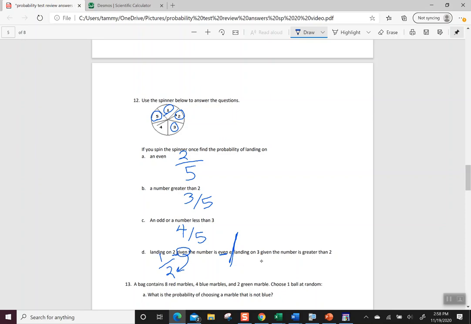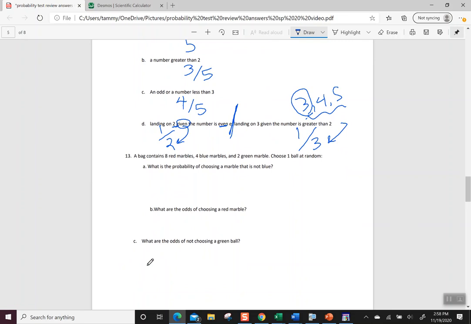So same thing with part E, landing on a 3 given the number is greater than 2. So greater than 2 is 3, 4, or 5. So there's 3 ways to be greater than 2. One of those choices is a 3. Okay, again, this given becomes the denominator.